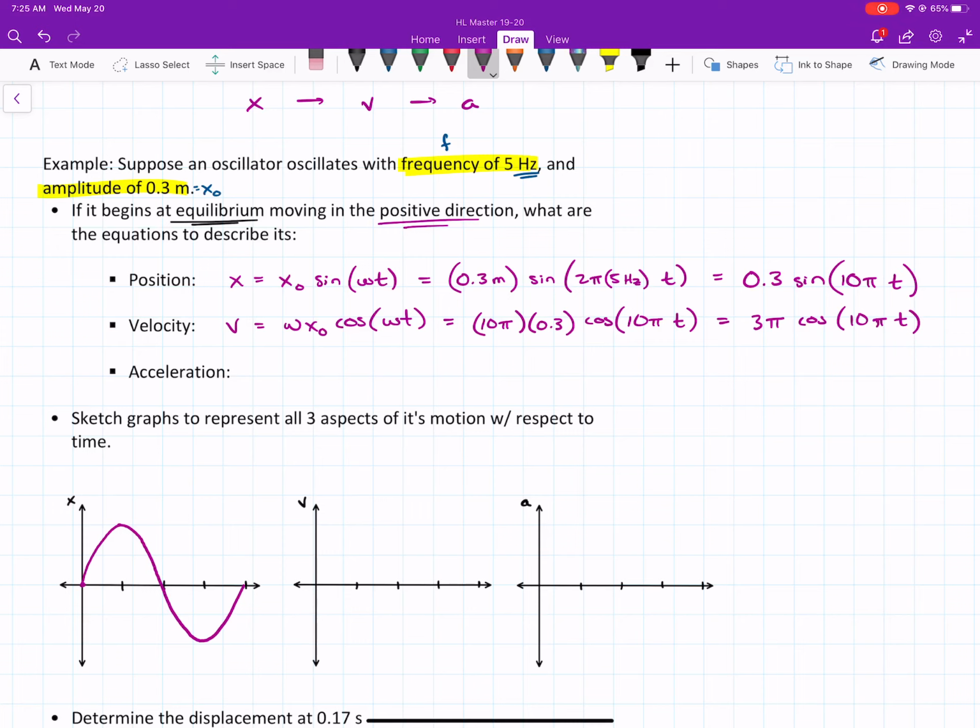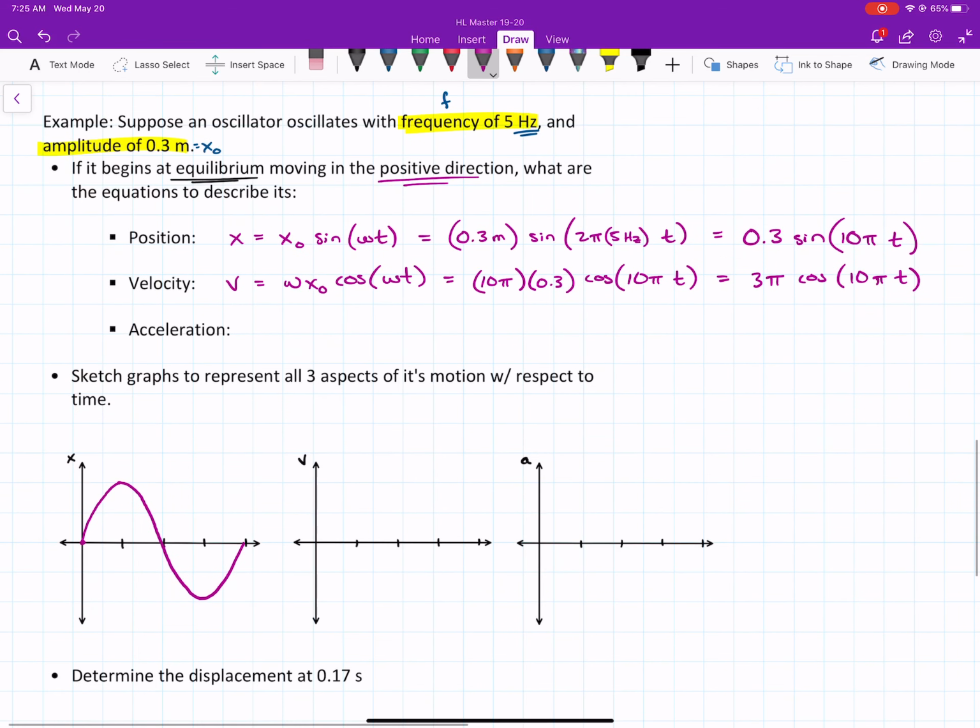And then again, with the last question that we're looking at, all that we really have to do is just take a negative omega squared times the x equation. So our acceleration is going to be negative omega squared times exactly what we had up in the position equation: negative omega squared times x naught, sine of omega t.